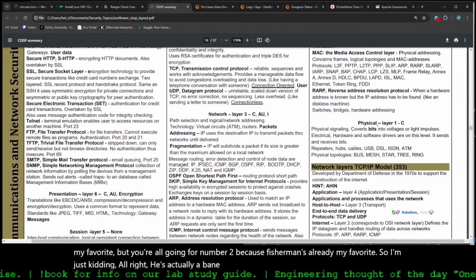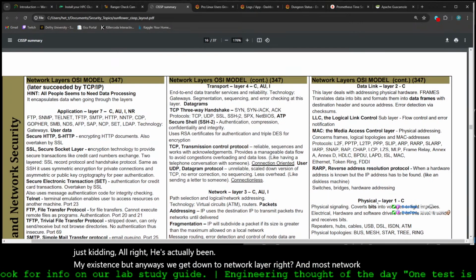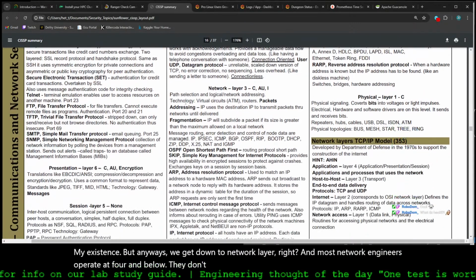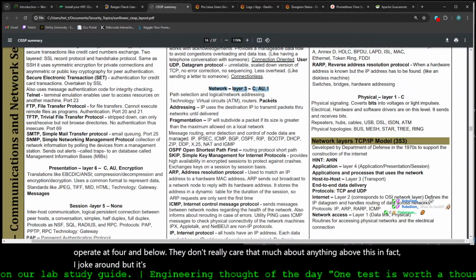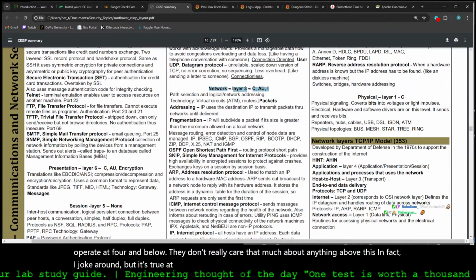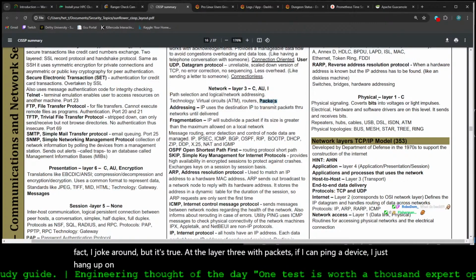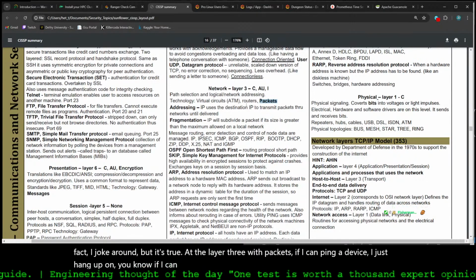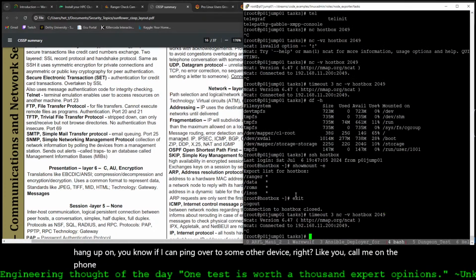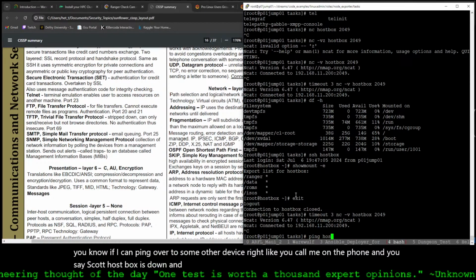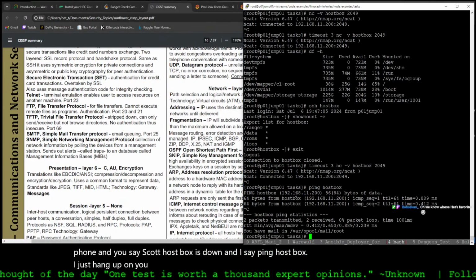But anyways, we get down to the network layer, right? Most network engineers operate at 4 and below. They don't really care that much about anything above this. I joke around, but it's true. At layer 3 with packets, if I can ping a device, I just hang up on you. Like you call me on the phone and you say, Scott, hostbox is down, and I say ping hostbox. I just hang up on you because I got a connection.